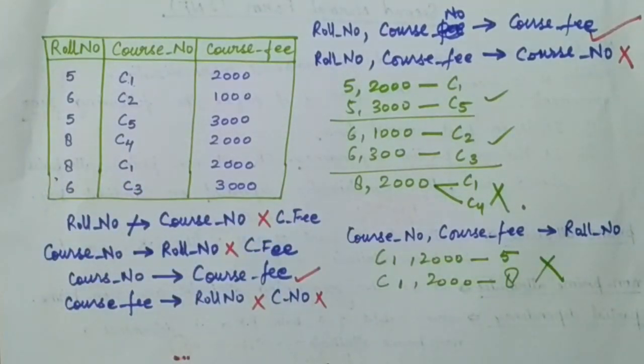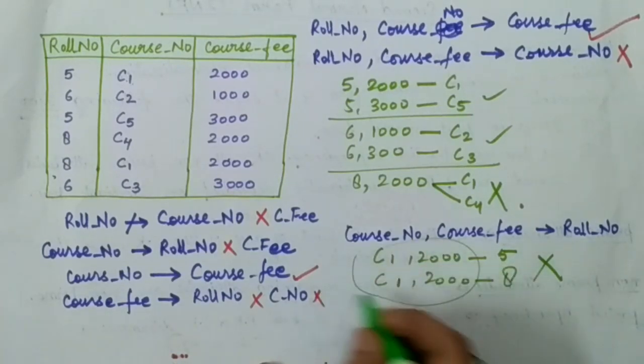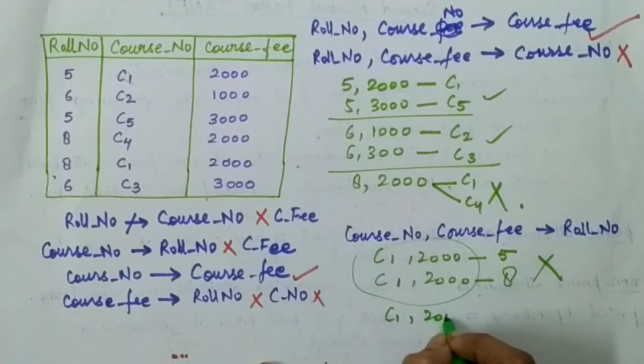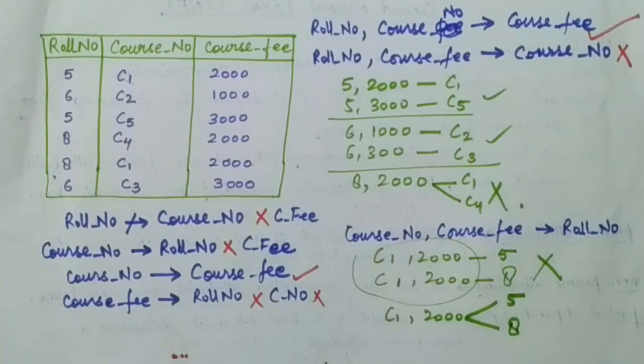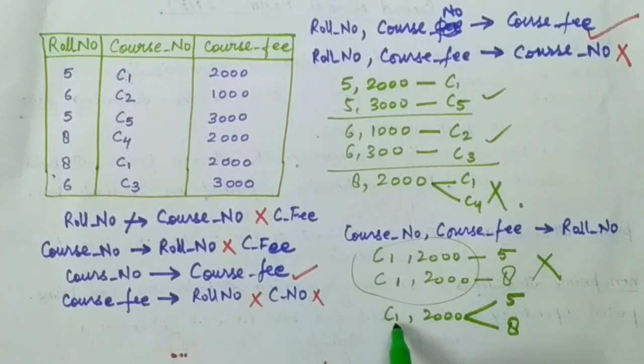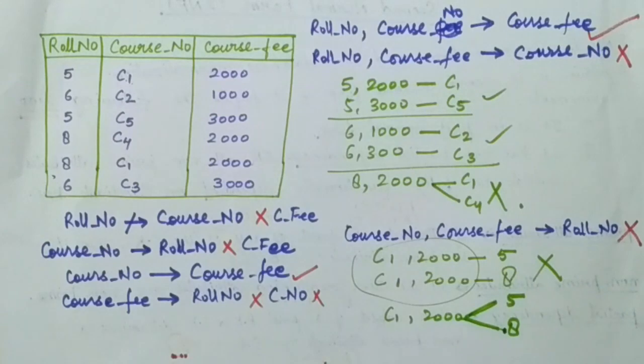So in this first try only we are getting different values. For a single combination, that is C1 comma 2000, I am getting two different values, 5 and 8. Course 1 and the fee 2000 giving two different values. Thus it is not uniquely identifying a tuple. Thus this FD also fails.